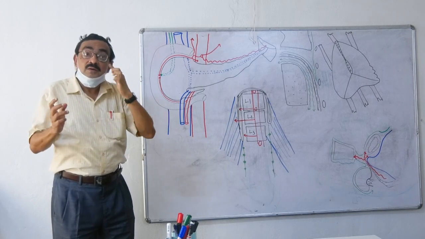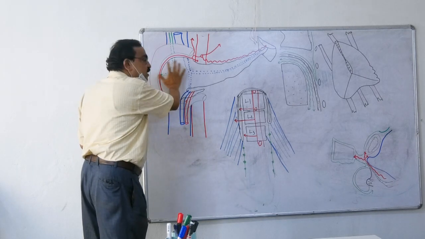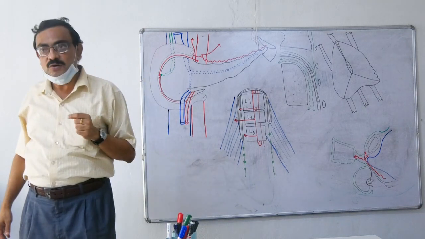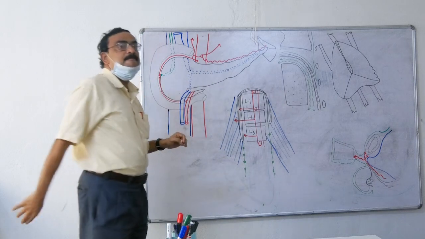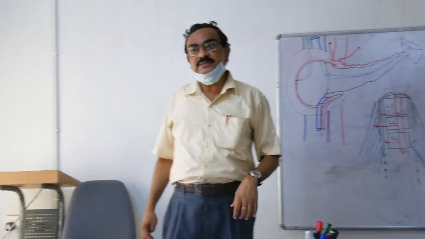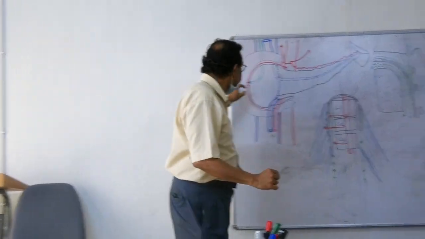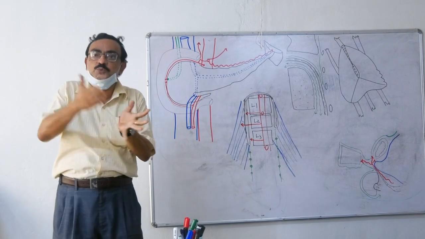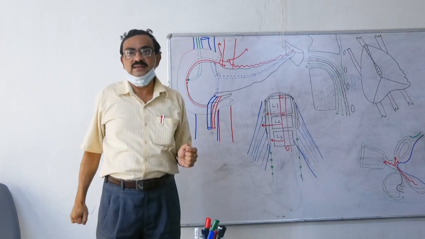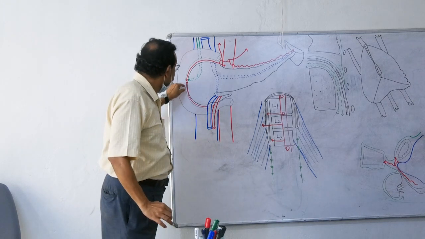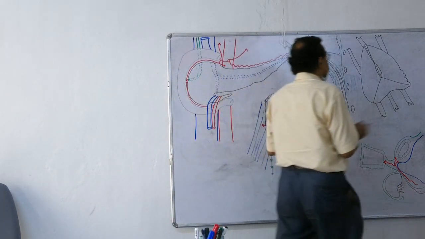So this transverse colon and transverse mesocolon will occupy the front of the head of the pancreas. Transverse colon and mesocolon will occupy over the head of the pancreas. So anteriorly it is related with the transverse colon and transverse mesocolon. Generally the head is attached to the transverse colon and transverse mesocolon by connective tissue, but sometimes the mesocolon can extend. We know the mesocolon, you know what? What is the mesocolon?